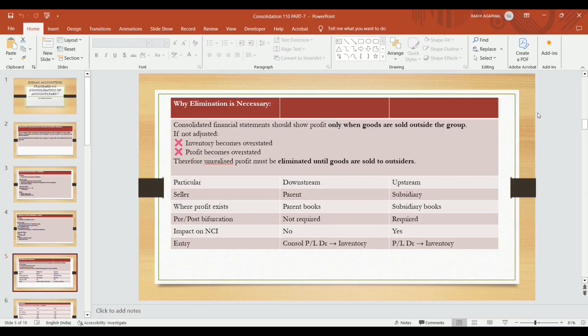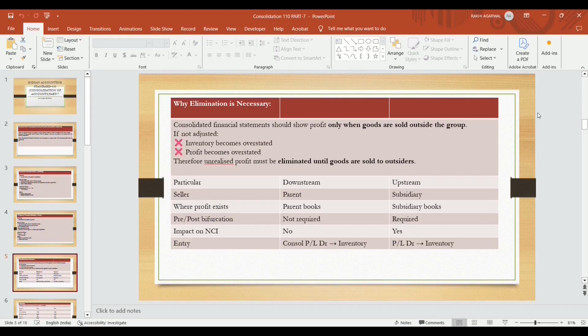Until the goods are sold to an external party, and if you only sell within the group companies, then your inventory will remain inflated and profit will remain inflated, unless and until you eliminate that entry at the time when you prepare the consolidated financial statement. If you do not eliminate it, then it will show overstated inventory and overstated profit. That's why elimination is necessary in order to eliminate unrealized profit from the inventories and also from the group profit.